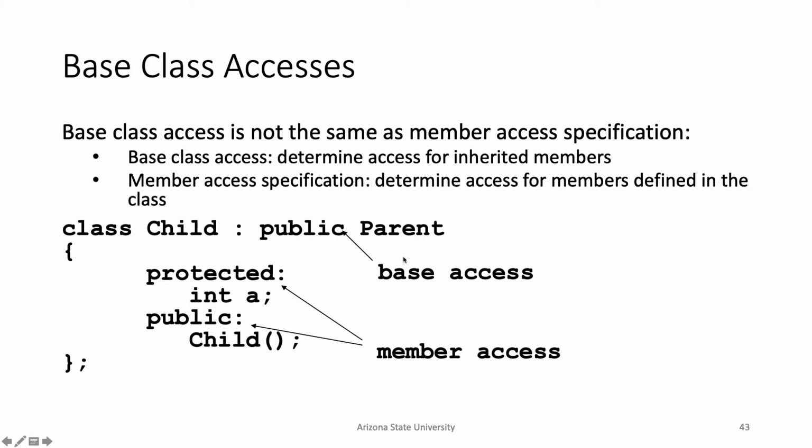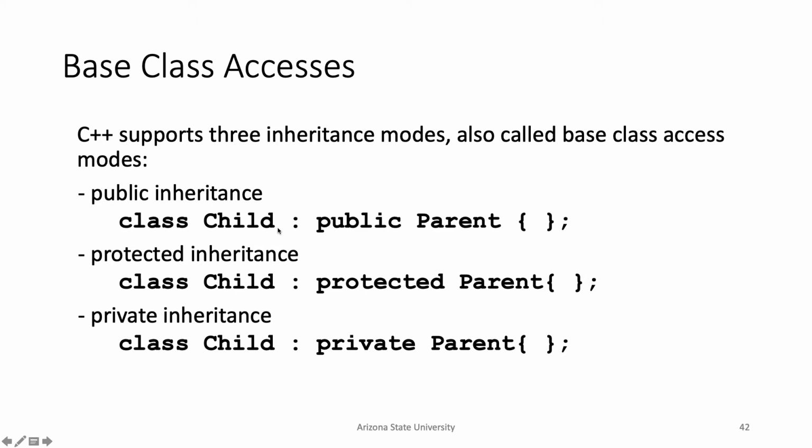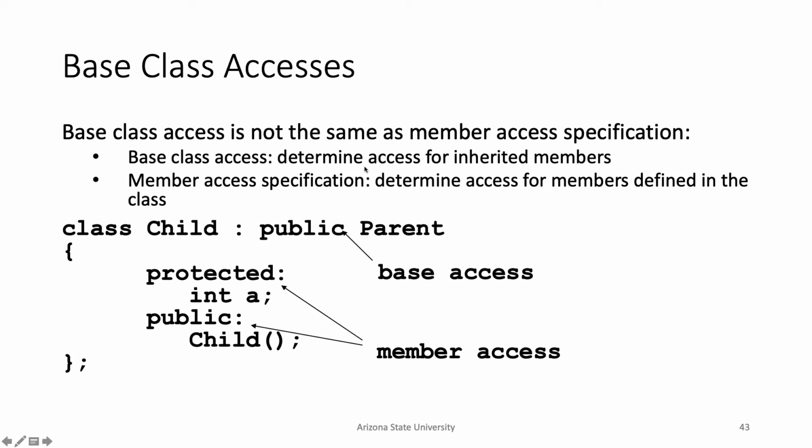This is different. So the base class access, which is the one you put outside right here, which is the three different ways I just mentioned, that's how you say, when I inherit something, how is it going to be accessed from then on? So if I do a public inheritance right here, then everything that's inherited from parent is automatically public by default, but then I can change it inside the class as needed. So the member access specification, which is what we've been doing all along, determines access for individual members of the class. So here, I'm publicly inheriting from parent.